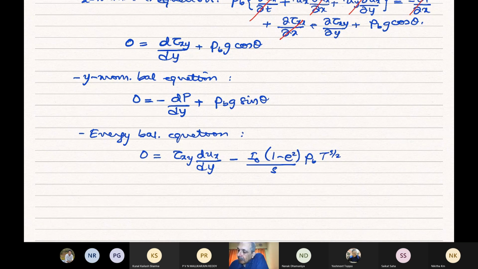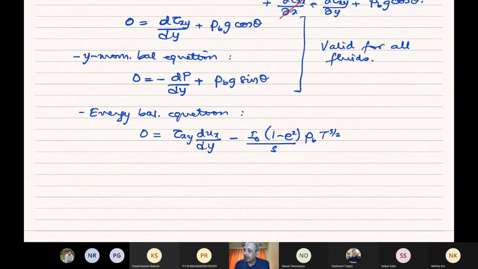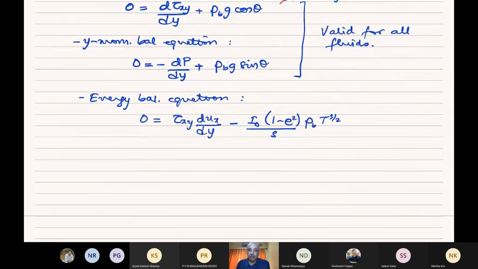What I want to say, and I think you all know this, is that this is actually just a stress balance. So this is valid for all fluids. It's not dependent on whether this is a granular material or not. If it's water flowing, you'll have this. If it is polymer flowing, you'll have this. For all of them, it's the same. So there is no difference. Of course, the energy balance is valid only for a granular material, but the first two momentum balance equations are valid for everything.